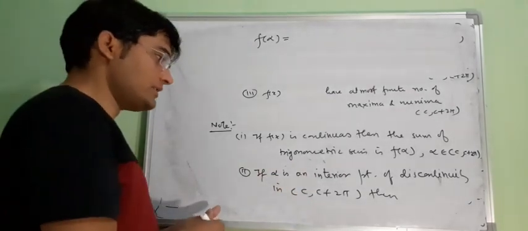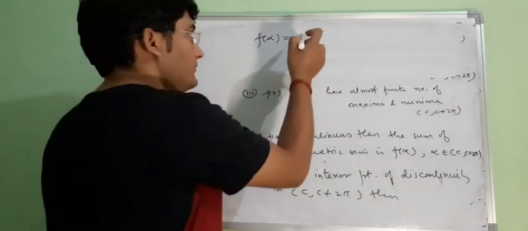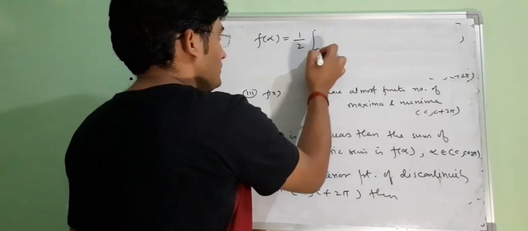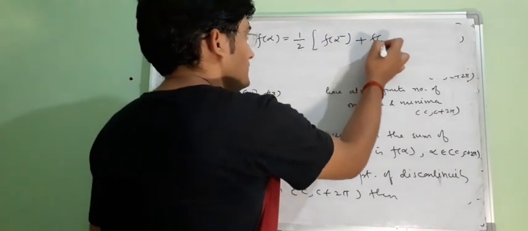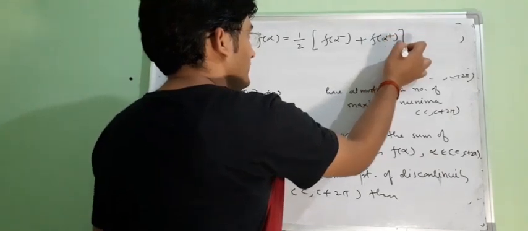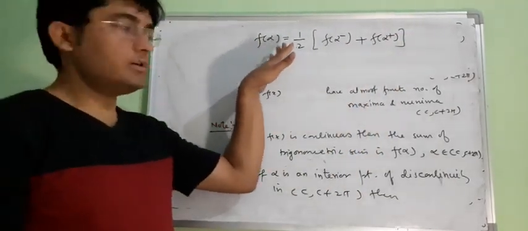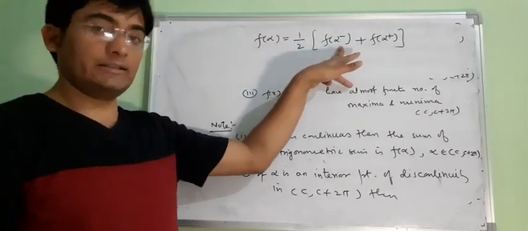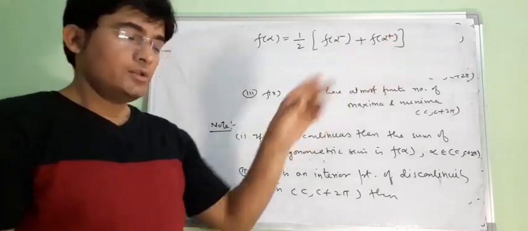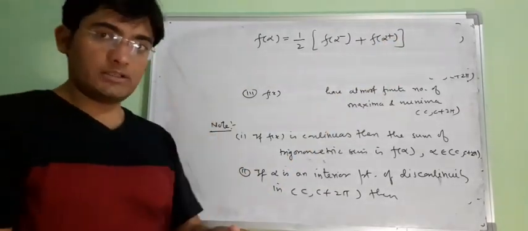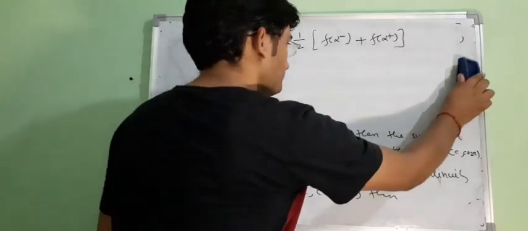So if alpha is a point of discontinuity, then the sum of the trigonometric series will be 1 by 2 the left hand limit at alpha plus the right hand limit at alpha. So the value of f of alpha will be the average of the left hand limit at alpha plus the right hand limit at alpha. So this is the case when the function is discontinuous at some interior point.